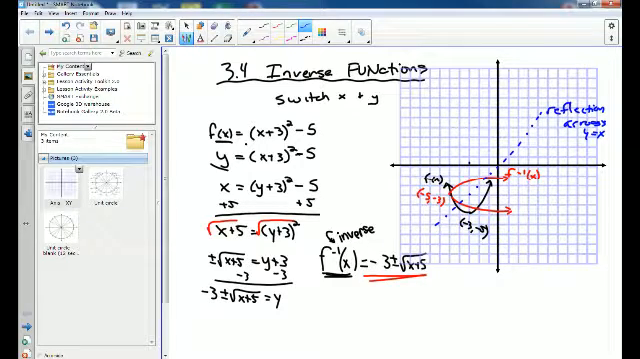So we don't have to do the whole equation? You would not have to do this. If you're just asked to graph it, you can just graph the original, switch the x and y, and you're good to go. Yes.